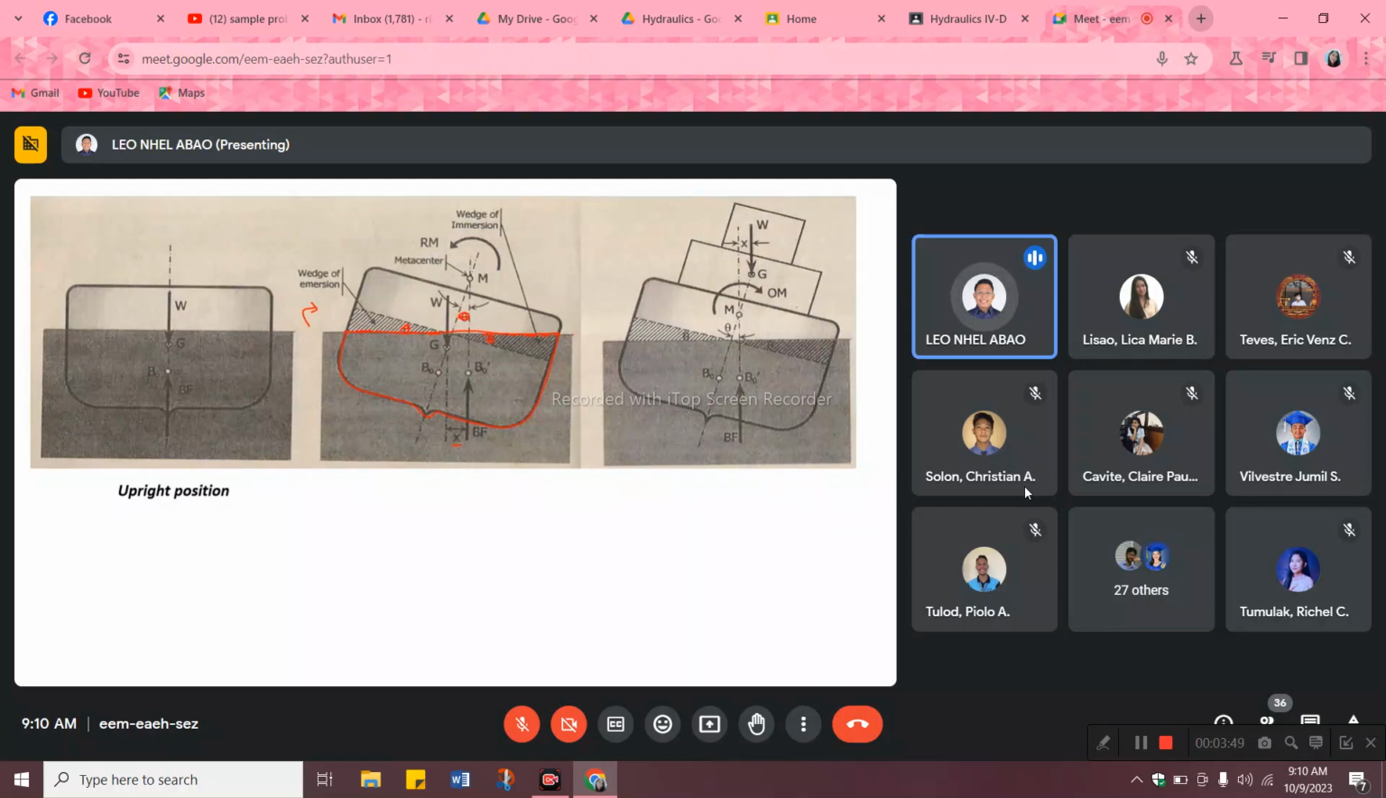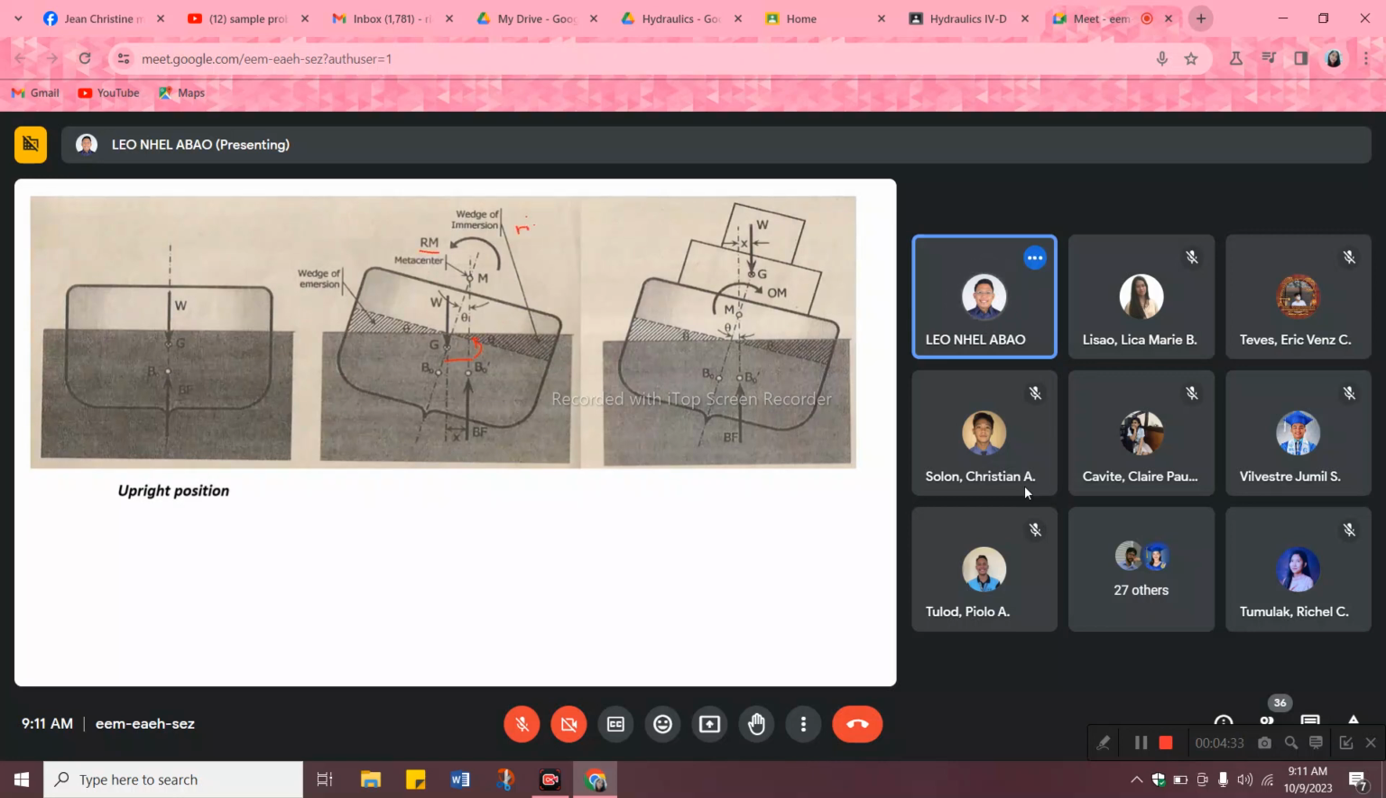Okay? Based on the definition, if we project the vertical lines from the BOs, the initial BO and the new BO, projecting upwards, we will get the metacenter. We have here the M. Now, if you look closely, we have the weight going downwards, while the new location of the BO is acting upwards. The couple that is formed rotates it to the left. This is what we call the righting moment.